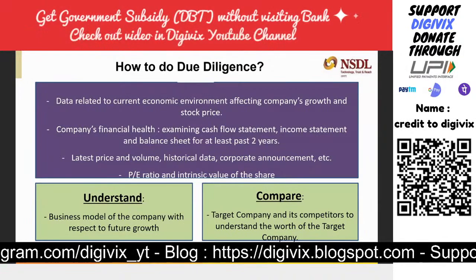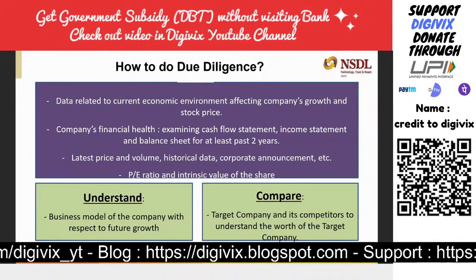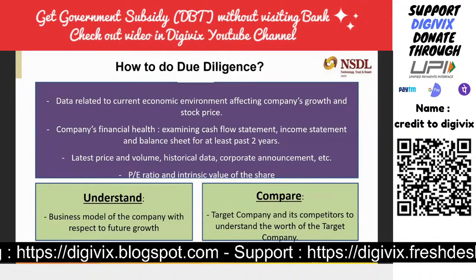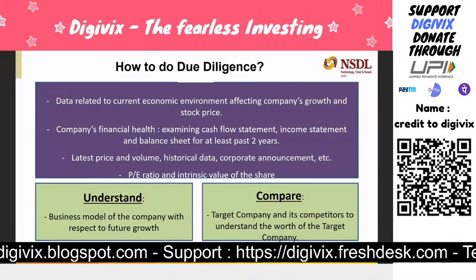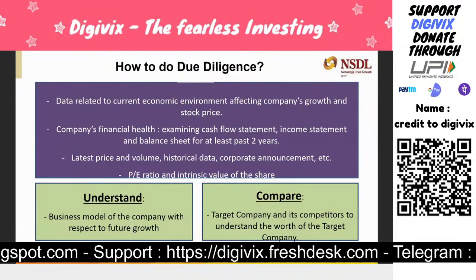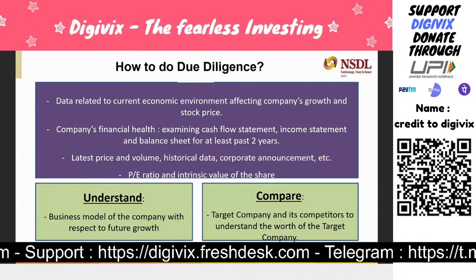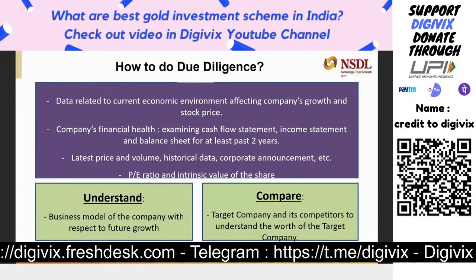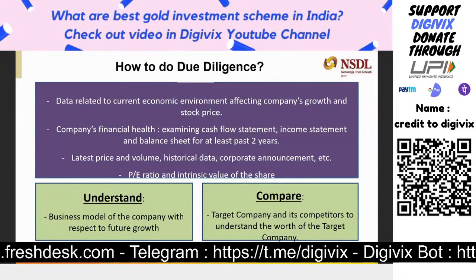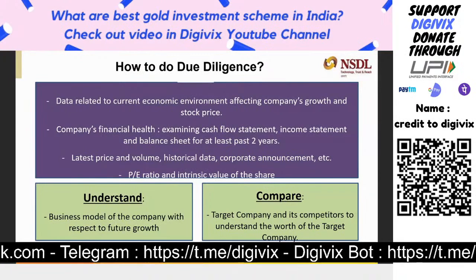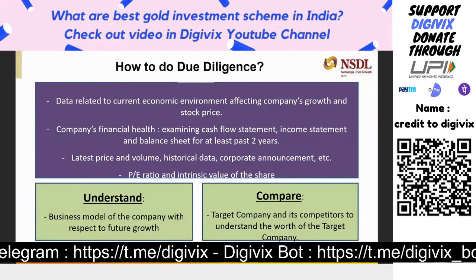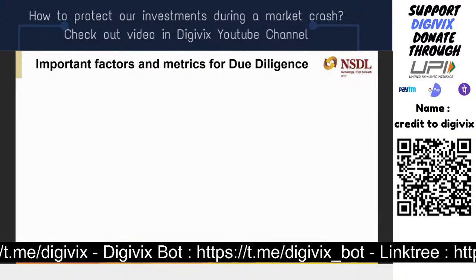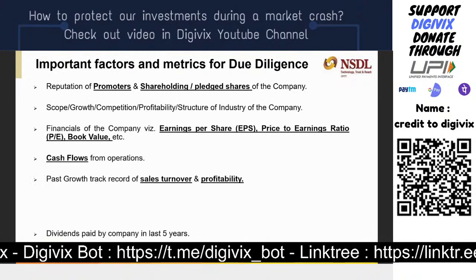What is the volume? Of course, the price of the share, the historical data, what kind of corporate announcements they have been making, whether there is a complete lull at the volume levels. What is the price to earnings ratio, the intrinsic value of the share? What we also have to understand is the business model of the company with respect to the future. And we have to also do a peer group analysis. So, I'll give you a few examples so that you can understand what exactly I'm talking about. And then I'll come to this slide.